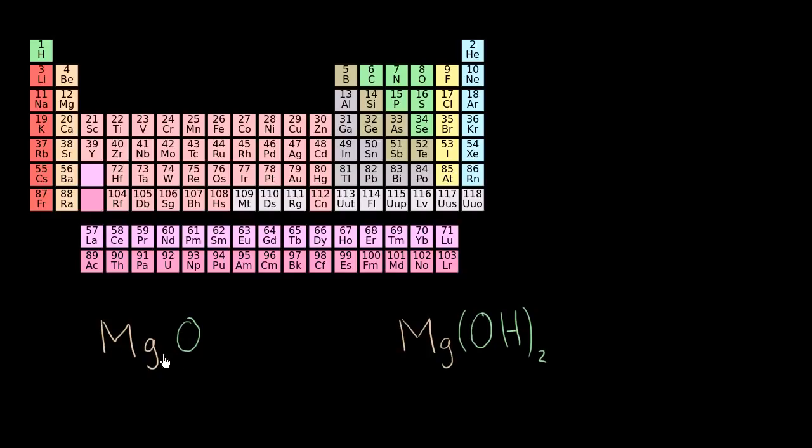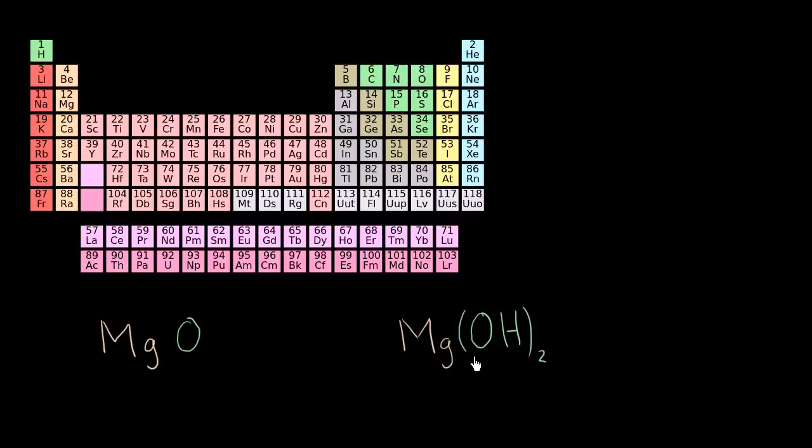So for example, here I have magnesium oxide, which is used in cement and has other applications. And this is magnesium hydroxide, which is actually used in antacids. It's used in deodorant. And what I want you to think about, and I encourage you to pause this video right now, is given these two molecules, these two compounds, and what we know about the periodic table, try to come up with the oxidation states for the different elements in each of these compounds.